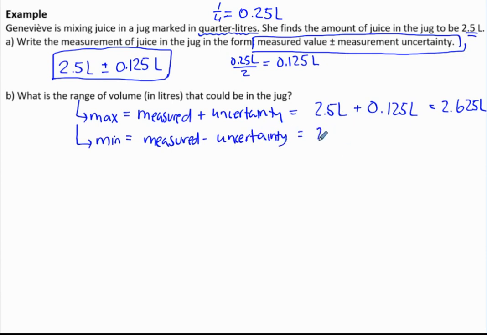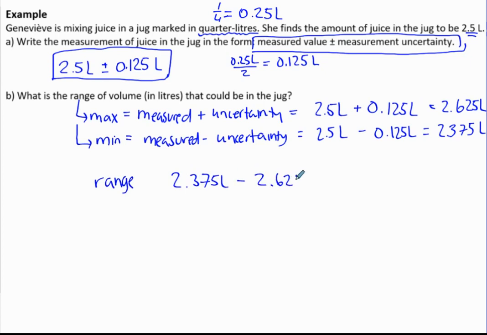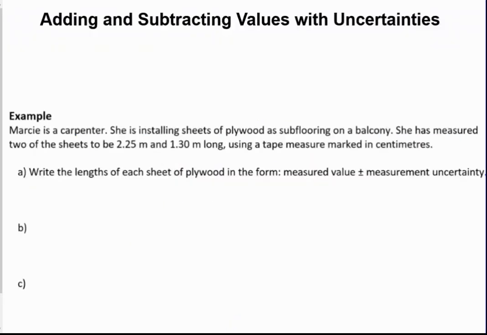Okay, so 2.5 liters minus 0.125 liters, and we get 2.375 liters. Okay, so my range in volumes, I could have 2.375 liters to 2.625 liters. All right. For our last example, we're going to add and subtract values with uncertainties.